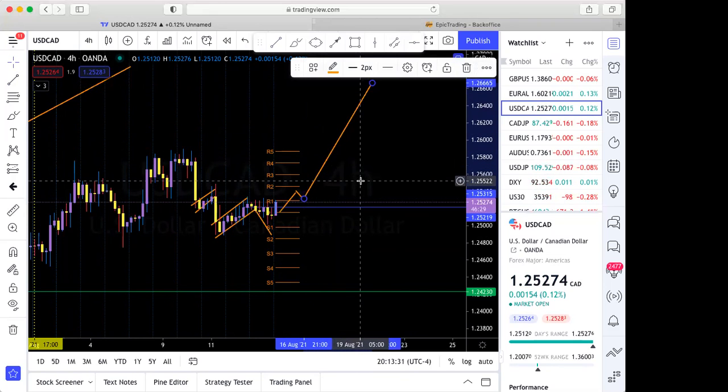And I'm going to tell you too, I've been waiting on USD CAD to break out of this. I really do think it's going to break out of this mode.